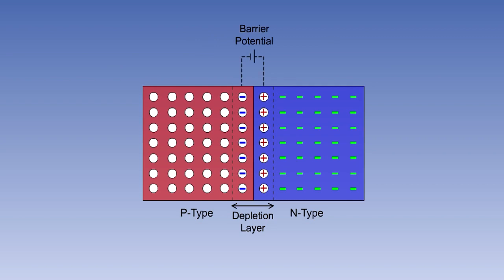The barrier potential may be represented as an imaginary battery, although it should be remembered that the regions of increased positive and negative charge exist only across the junction. The material as a whole possesses no electrical charge.